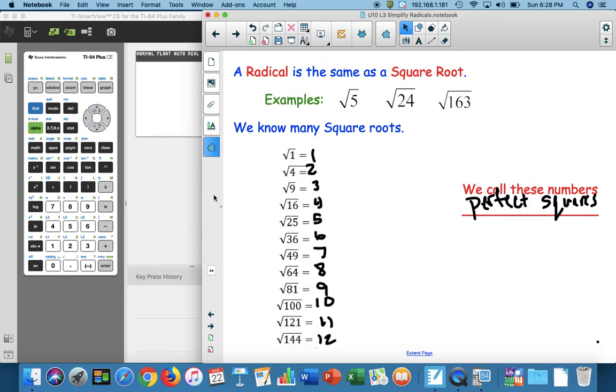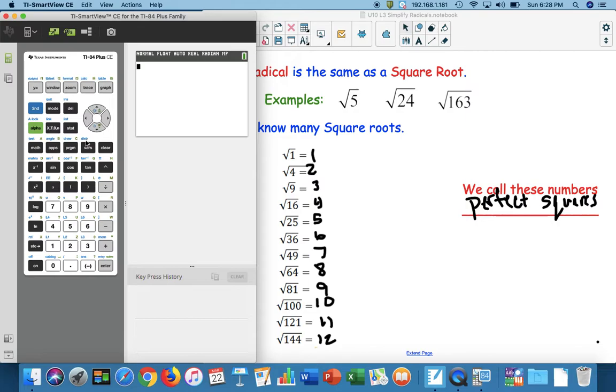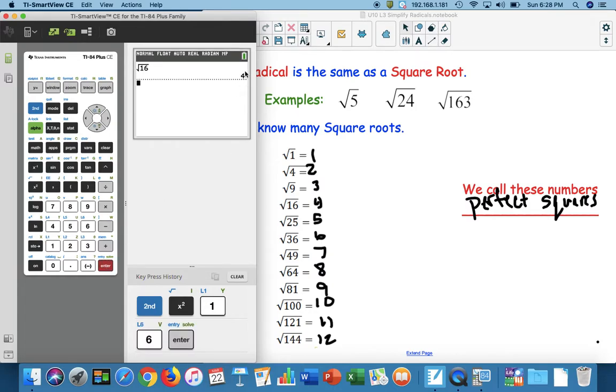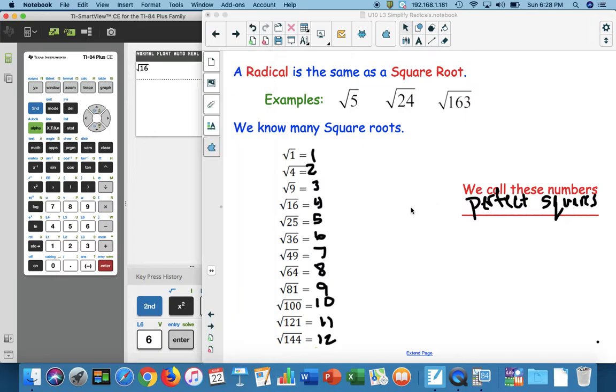And don't forget, if you're ever not sure, go to your calculator, type in second x squared, and put the number underneath, and press enter, and it'll give you the answer. If it's not a whole number, it's not a perfect square. Please don't forget that. All right? All right, once you've finished getting these notes written down, let's move on to the next part.